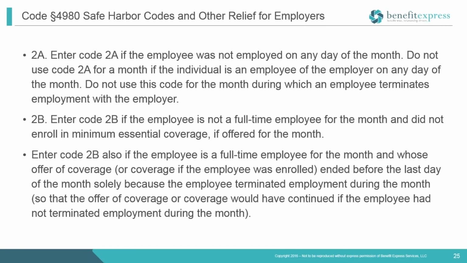2A is a popular code because if the employee was not employed for any day of the month, you could use it, for example, at the beginning of the year, or at the end of the year if they quit. 2B, enter the code if the employee is not full-time for the month and did not enroll in minimal essential coverage, or use code 2B if the employee is a full-time employee for the month and whose offer of coverage ended before the last day of the month, solely because the employee was terminated. Now, if your coverage ends before the last day of the month and that person terminates, you have to use 2B.